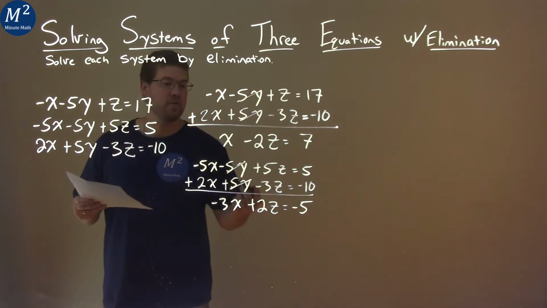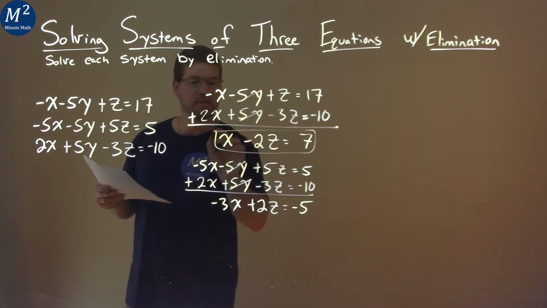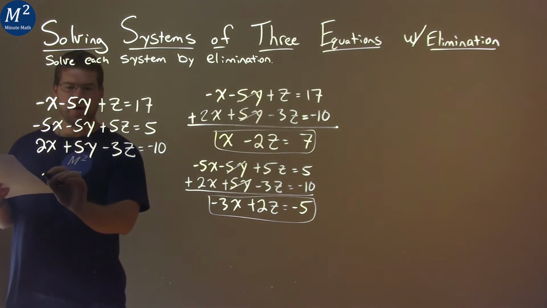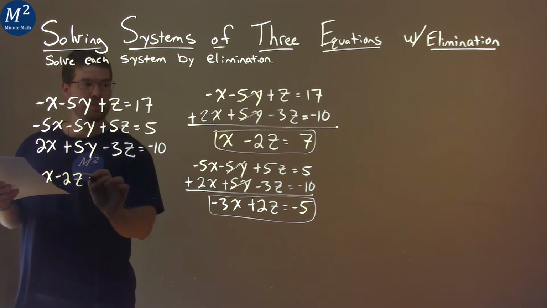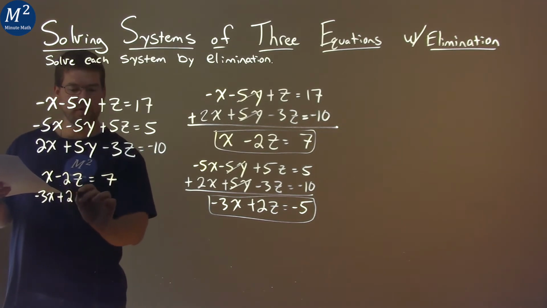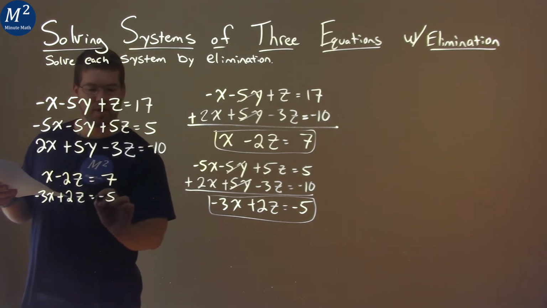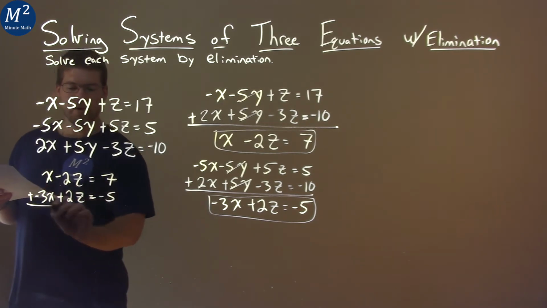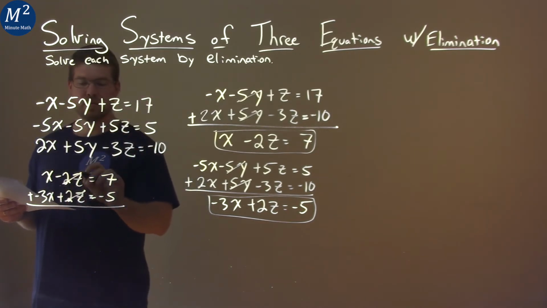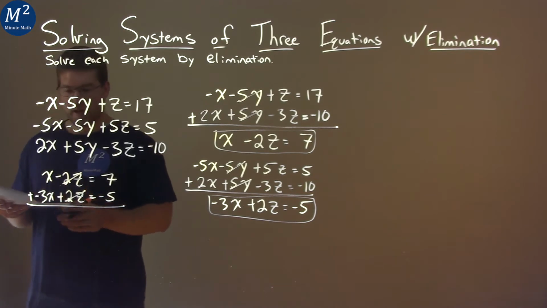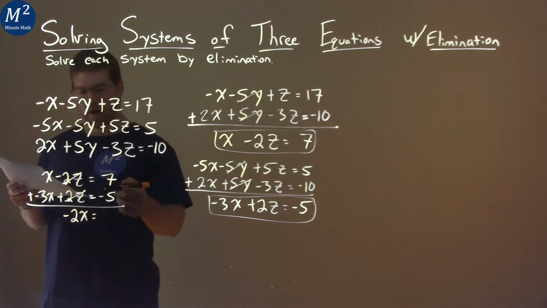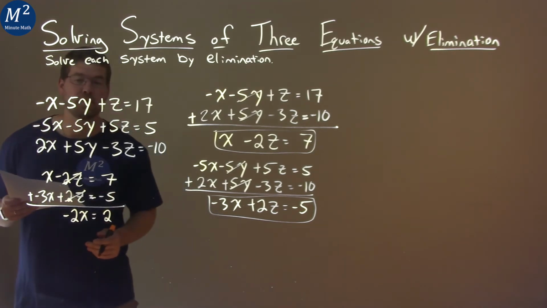We can actually add these two equations together. So we put a little box around it just so we can see where they're coming from a little better. I'm going to rewrite them over here. x minus 2z equals 7, and negative 3x plus 2z equals negative 5. And look at that, if we add these two equations, the z's will be eliminated. Negative 2z plus 2z is just 0. So x plus a negative 3x is a negative 2x. 7 plus a negative 5 is positive 2.